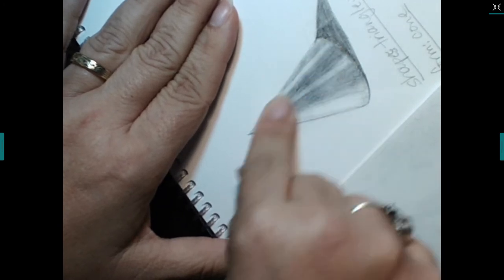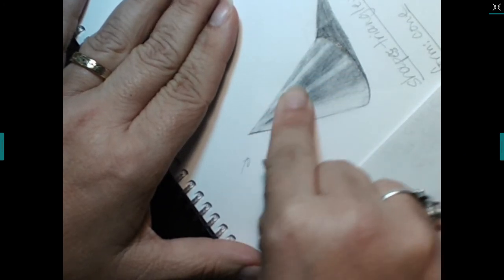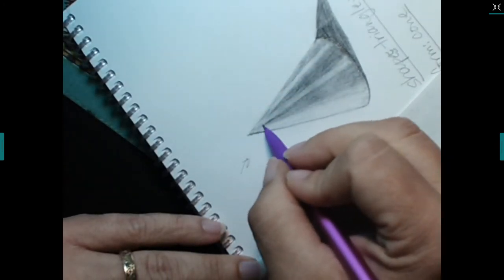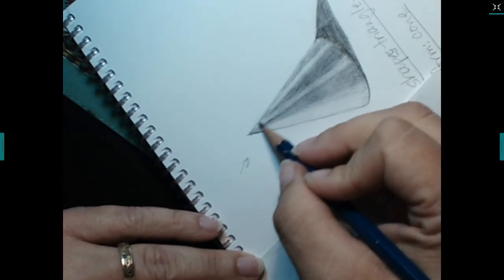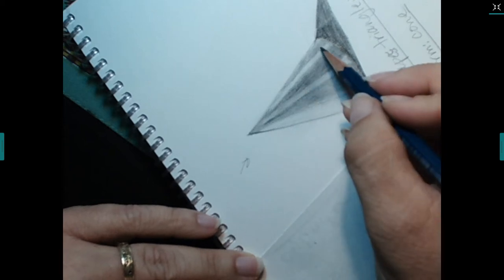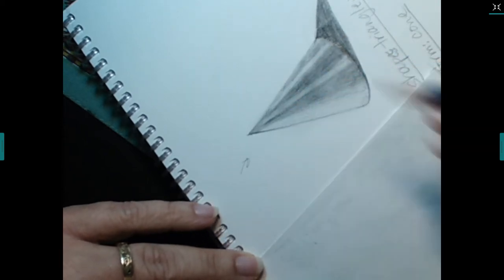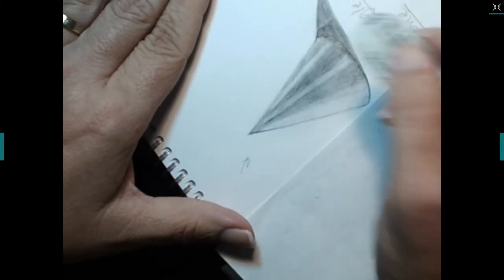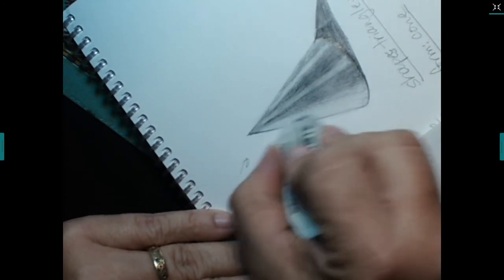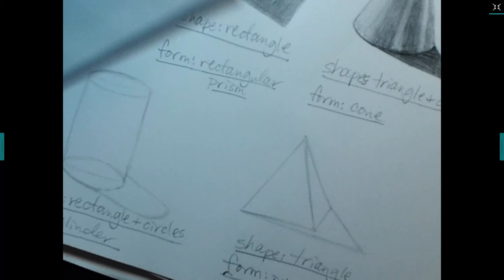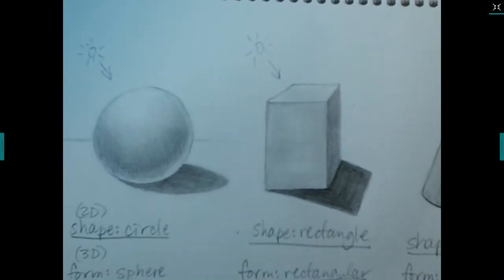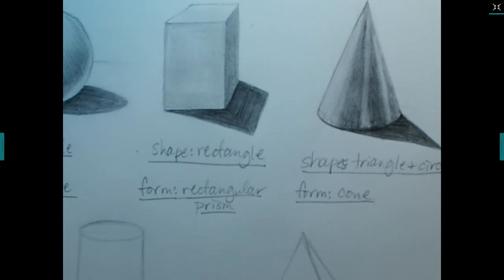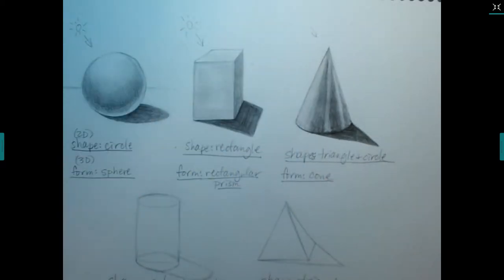That feels a little odd. It feels a little striped to me. So I'm just going to blend that and make sure that my graphite goes all the way up to the top. And if my line got smudged, clean it up with an eraser. All right, so that's the basic idea with a cone. See how three-dimensional those look? Nice.